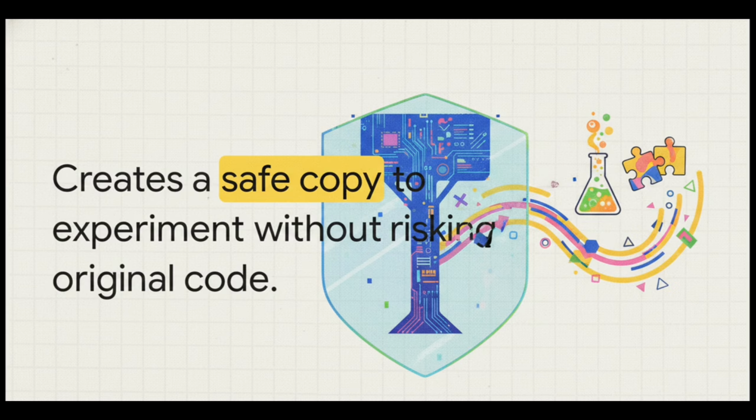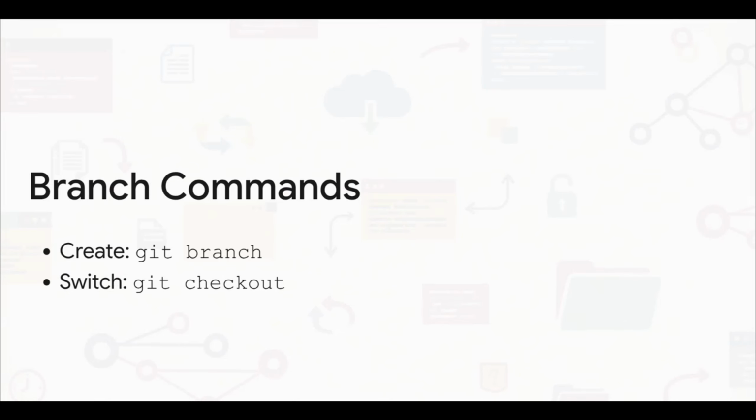Their main working code is always perfectly insulated. If your experiment on a new branch is a total disaster, who cares? You just delete it, and your original project remains completely untouched. Navigating this safety net really only takes a couple of basic commands.